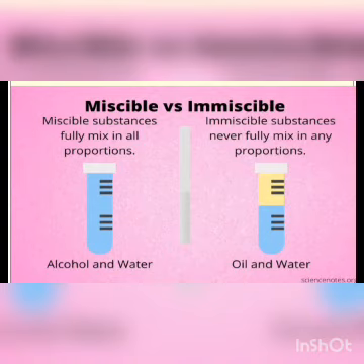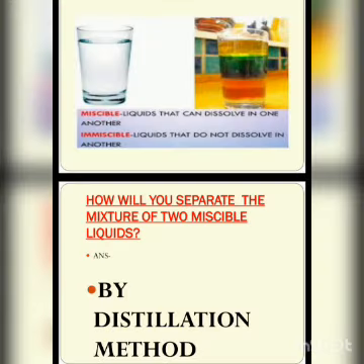The term miscible means the liquid that can dissolve into one another, a mixture that we cannot easily separate or easily distinguish. And the second term is immiscible. Immiscible means the liquids that do not dissolve into one another.